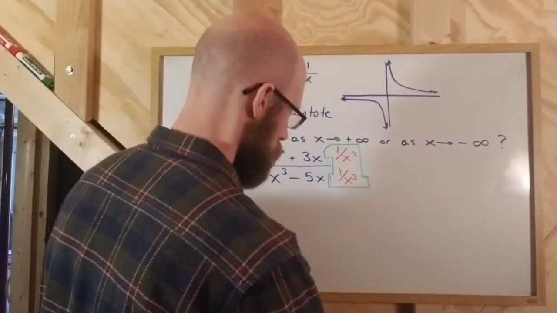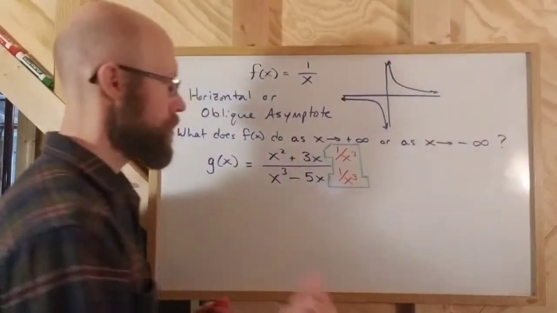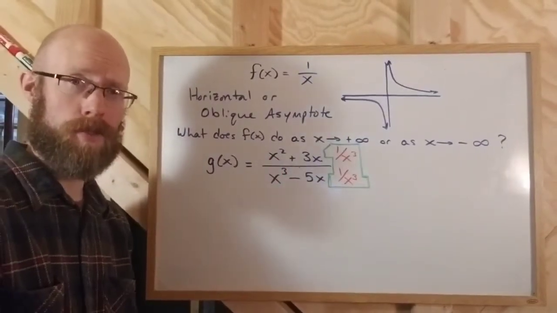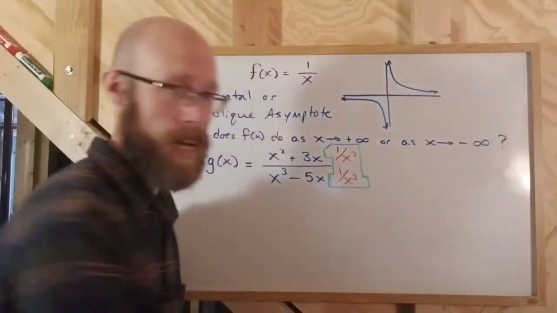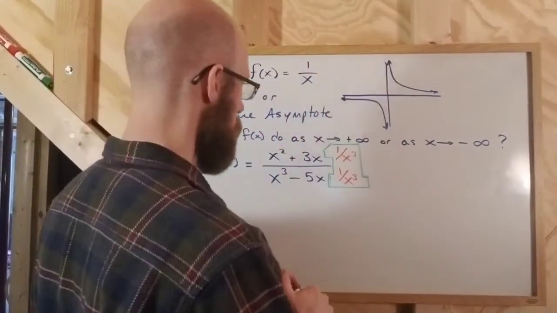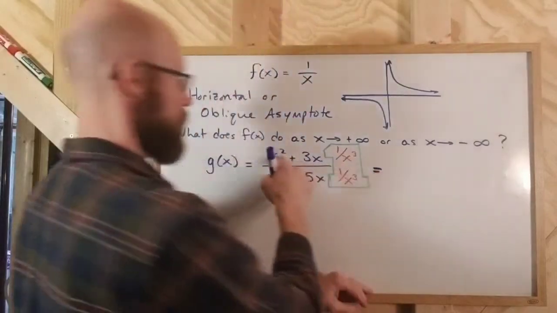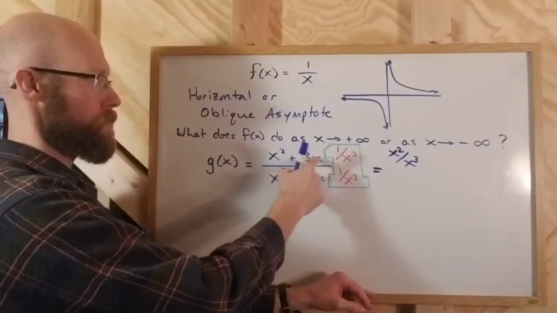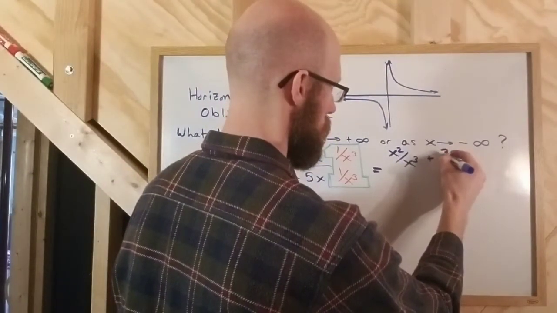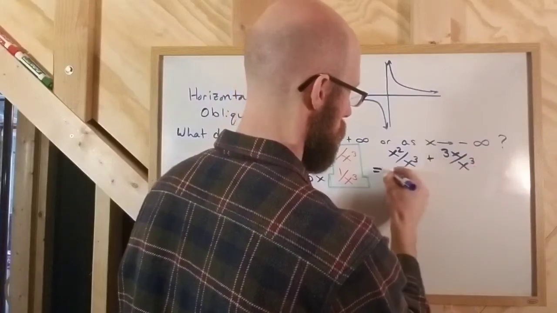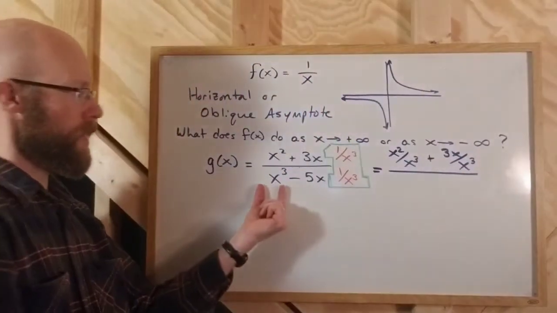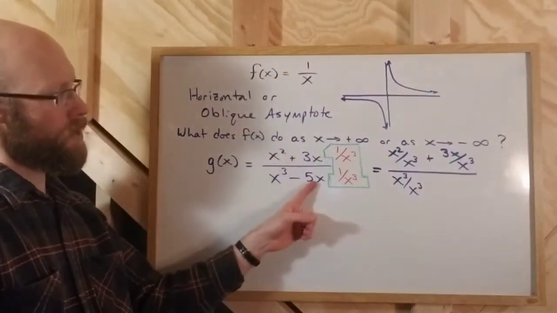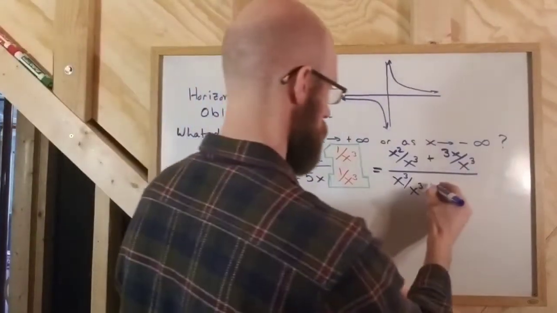Okay? And so when I do that, the end result is I distribute the 1 over x cubed to every term on top. Now, it makes a confusing looking fraction. A very complex fraction. Fractions inside of fractions. And what we get, this first term becomes x squared over x cubed, and the second term becomes 3x over x cubed. And then on the bottom, I get x cubed over x cubed. And then on the bottom here, I get minus 5x over x cubed.